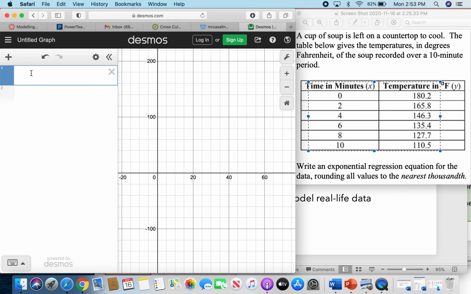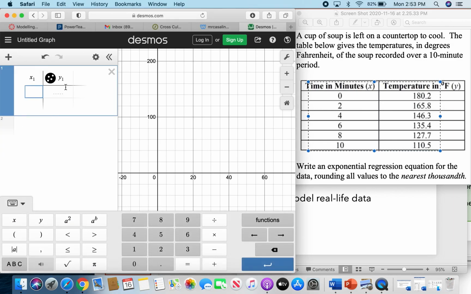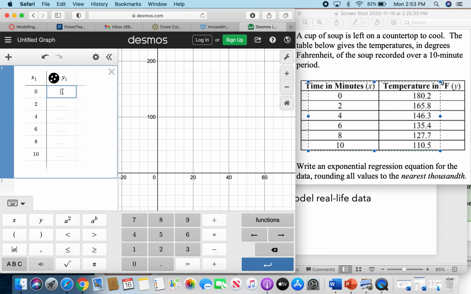Okay, so first we input our data using our table. That's 0, 2, 4, 6, 8, and 10. And then of course our y is 180.2, 165.8, 146.3, and then you have 135.4, and then you have 127.7, and then you have 110.5.